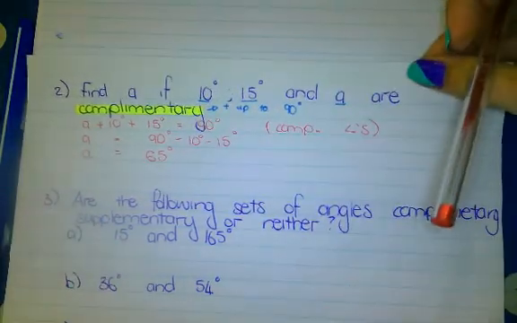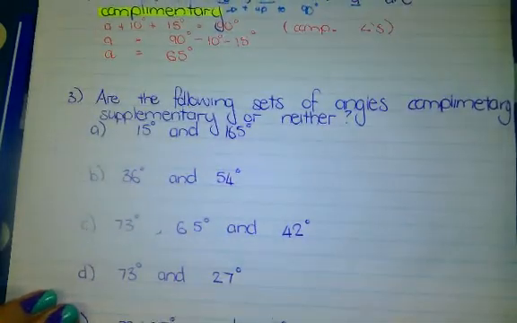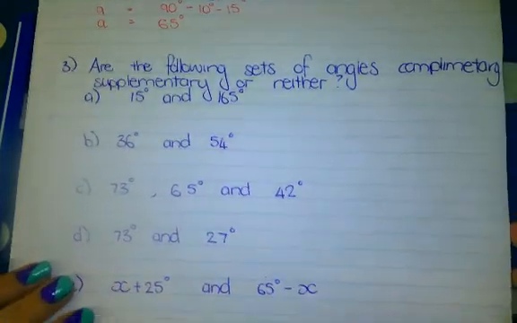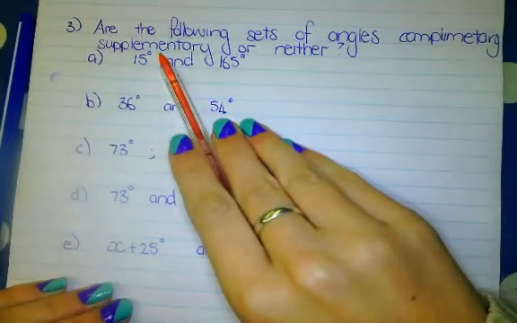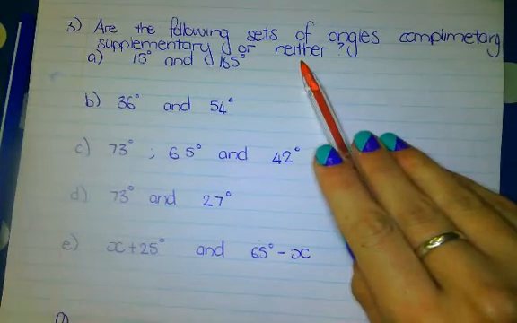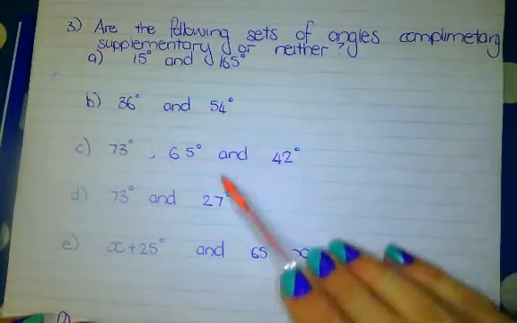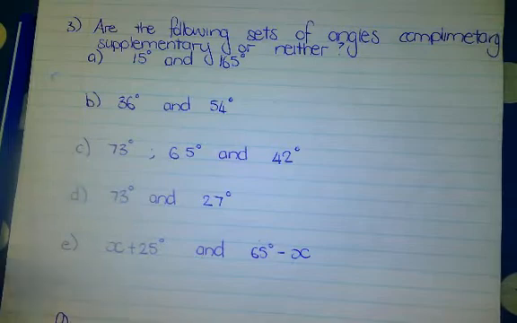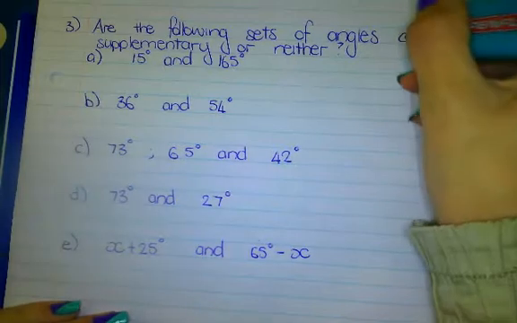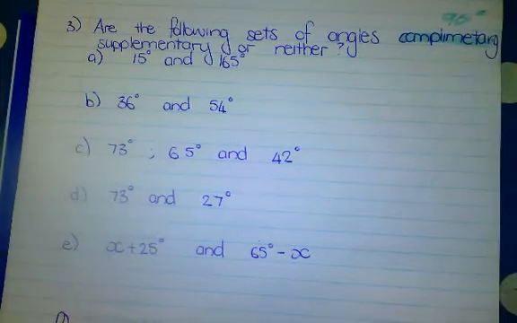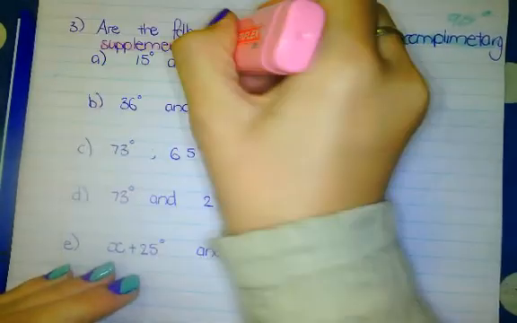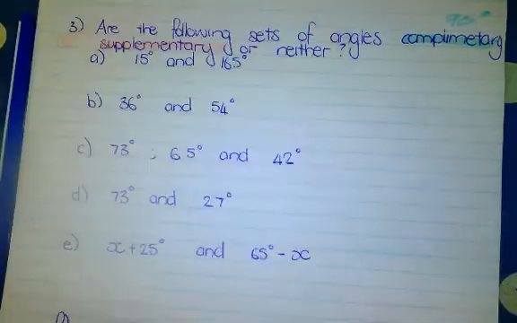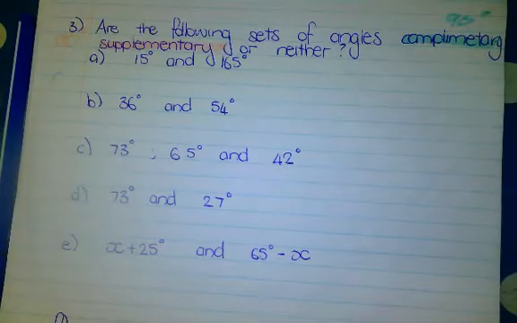Okay. Next one, question 3. Sorry, I know we've gone a little bit over 20 minutes. Bear with me. Question 3. Are the following sets of angles complementary, supplementary, or neither? Now we have to decide. They've given us some sets of angles, and we need to decide: are they complementary, meaning do they add up to 90 degrees? Are they supplementary, meaning do they add up to 180 degrees? Or neither, meaning do they add up to something else?